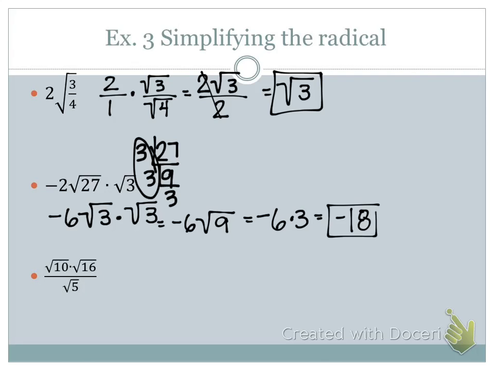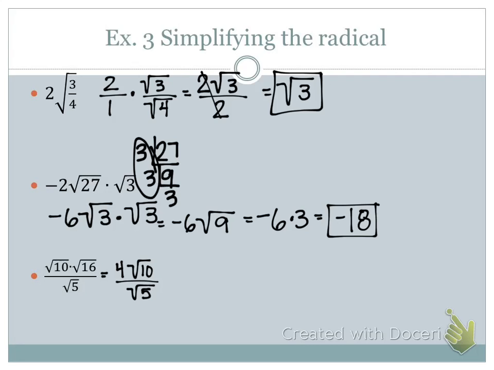Okay, multiplication. All right. Now, the last problem that I have here is the square root of 10 times the square root of 16 over the square root of 5. Let's go ahead and simplify any exact squares that I have. I've got the square root of 16, which is 4. And I'm going to write that 4 on the outside. I cannot simplify the square root of 10, and I have the square root of 5.